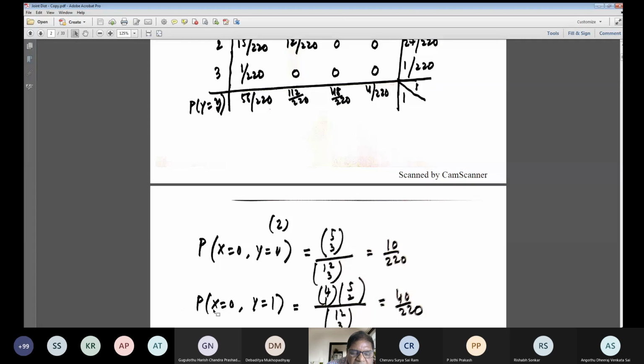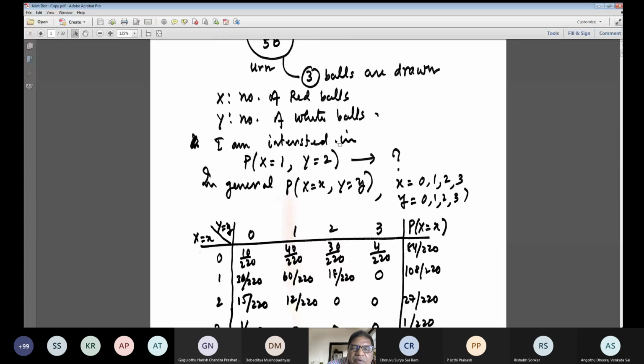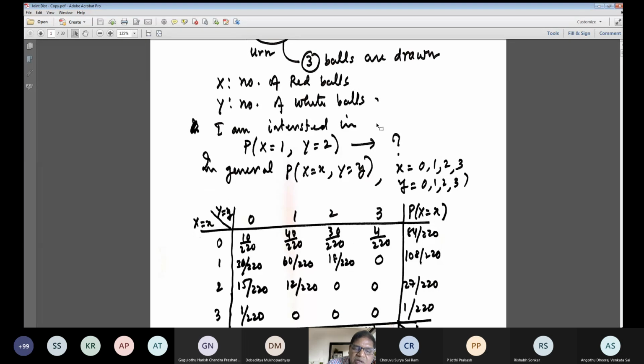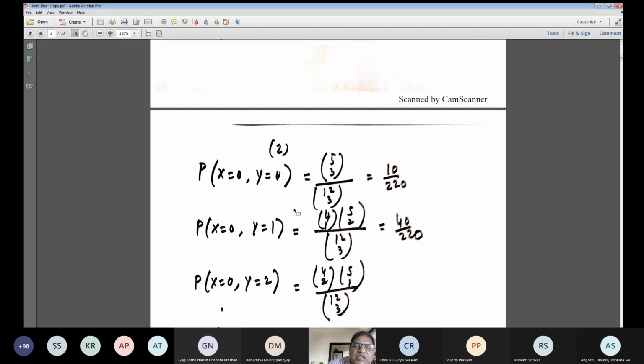Similarly, if I am interested in X0, Y1, where X represents the number of red balls and Y represents the number of white balls, it means no red ball and one white ball. Two black balls must have come, because the total number of balls drawn is 3. So in this case, X0, Y1 gives 4C1 and 5C2 divided by 12C3, which is 40 by 220. Like this, I can calculate all these combinations.